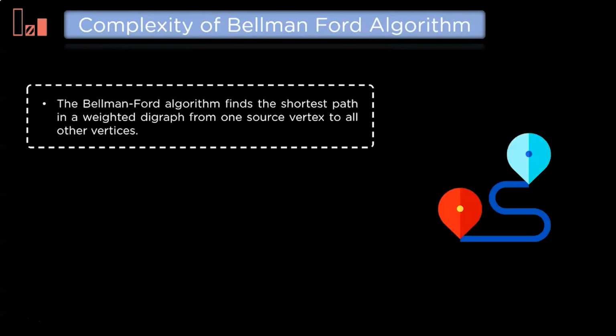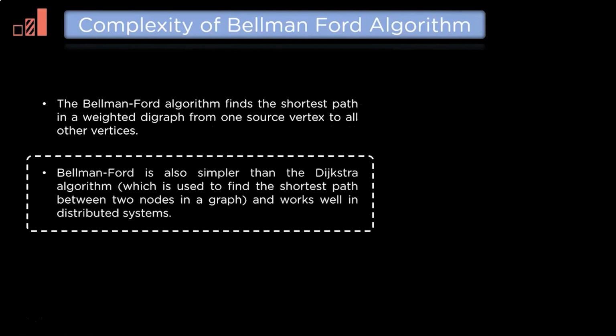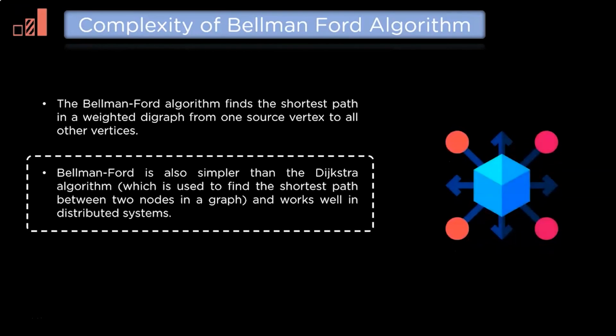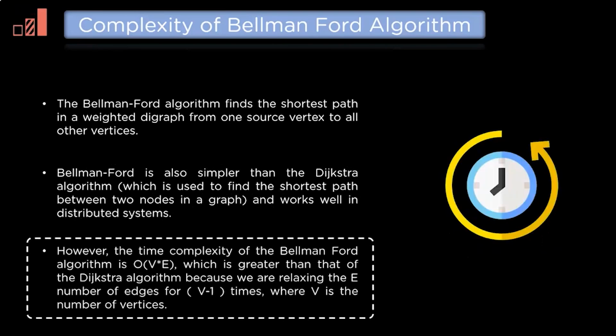The Bellman-Ford algorithm finds the shortest path in a weighted digraph from one source vertex to all the vertices. Bellman-Ford is more straightforward than Dijkstra's algorithm used to find the shortest path between two nodes in a graph and works well in distributed systems. However, the time complexity of Bellman-Ford algorithm is O of V into E, which is greater than that of Dijkstra's algorithm, because we are relaxing the edges E number by V minus 1 times, where V is the number of vertices. Now, these were the complexities of Bellman-Ford algorithm.